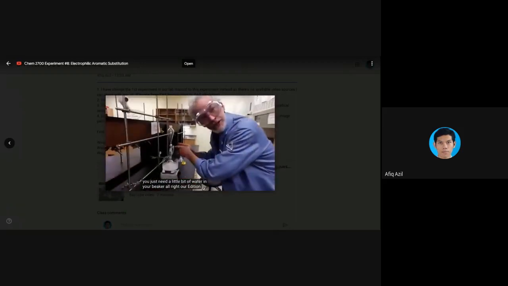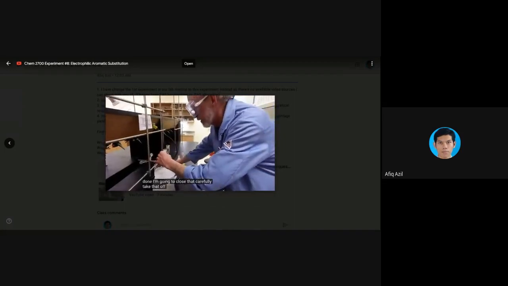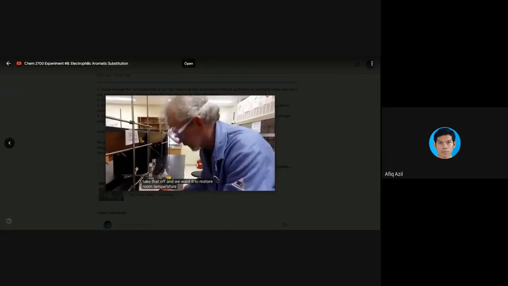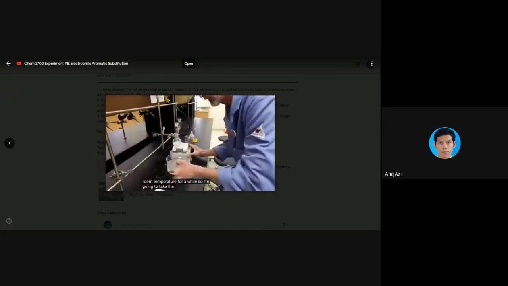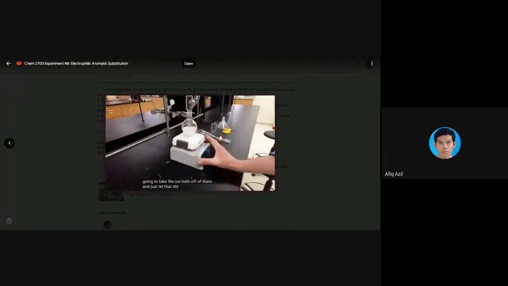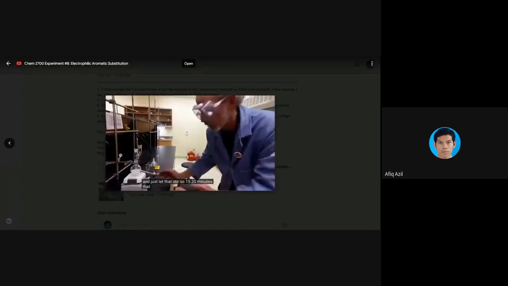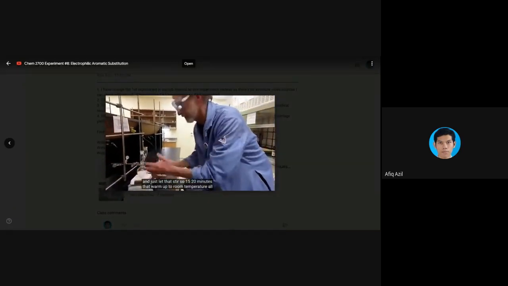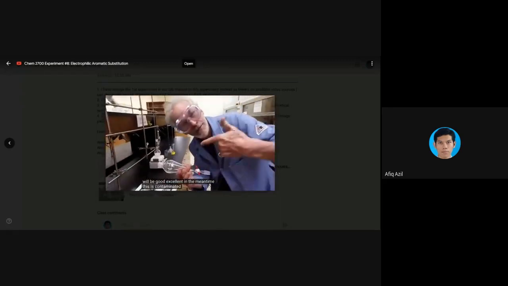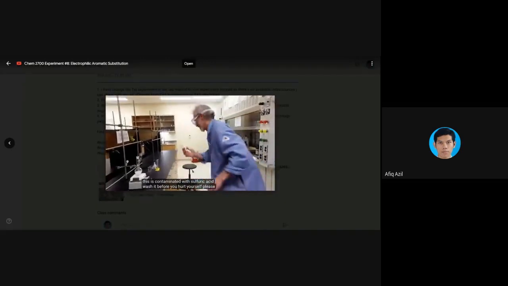Alright, our addition is now done. I'm going to close that. Carefully take that off. And we want to stir at room temperature for a while. So I'm going to take the ice bath off of there and just let that stir. So, 15, 20 minutes, let it warm up to room temperature. All will be good. Excellent. In the meantime, this is contaminated with sulfuric acid. Wash it before you hurt yourself, please.